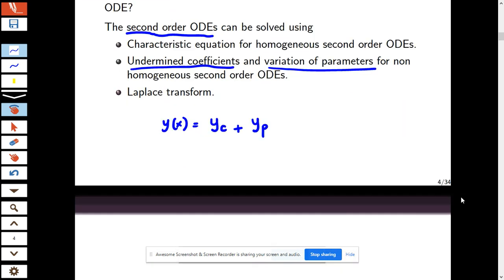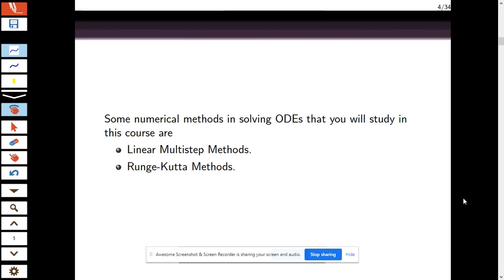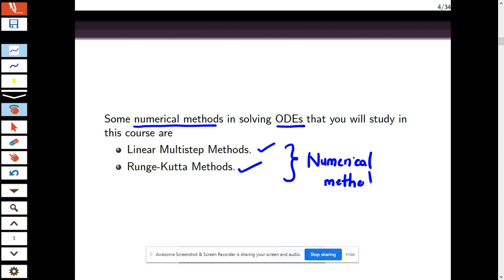And then what we have here, the numerical methods, this is the keyword here. The numerical methods to solve ODE: you have linear multistep methods and Runge-Kutta methods. This is what you recalled from the numerical methods course last semester. We didn't go too deep into that, but I'm waiting for this class to explain more about that.